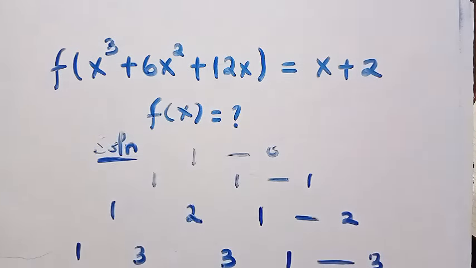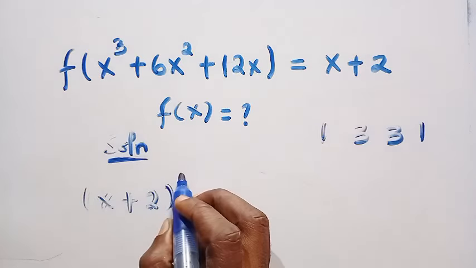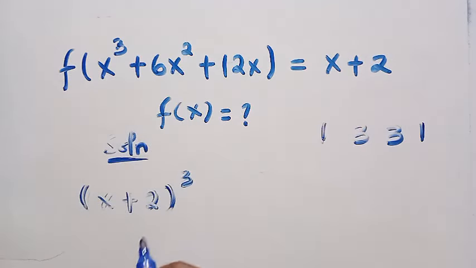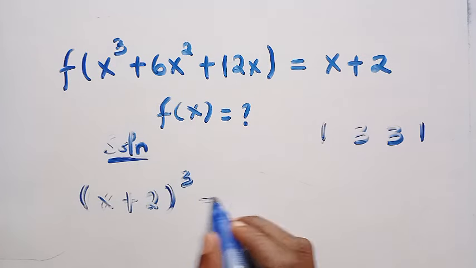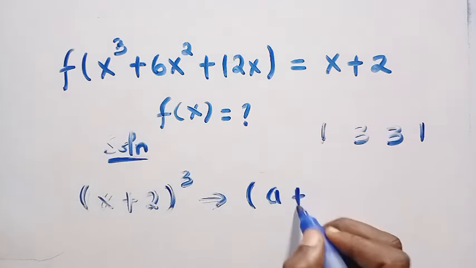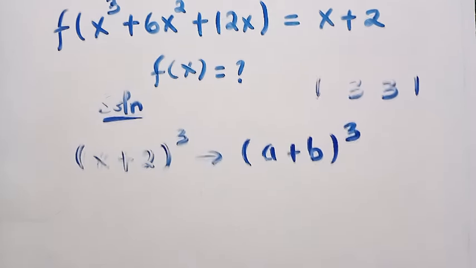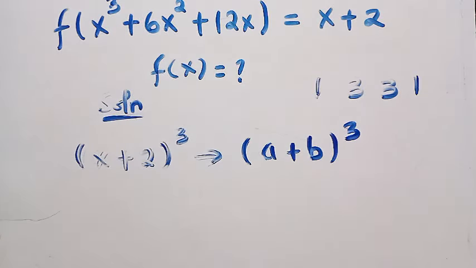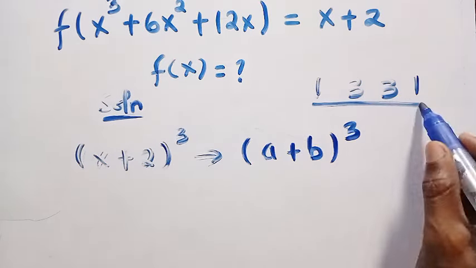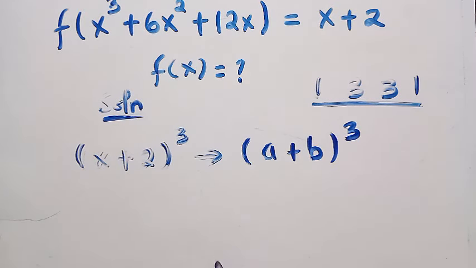Suppose I have x plus 2, then raised to the power of 3. Here we are going to expand this. But let's say I compare this with a plus b raised to the power of 3. We are going to expand this a plus b raised to the power of 3. When one increases, the other one decreases. And here we have the coefficients we are going to assign to them later.